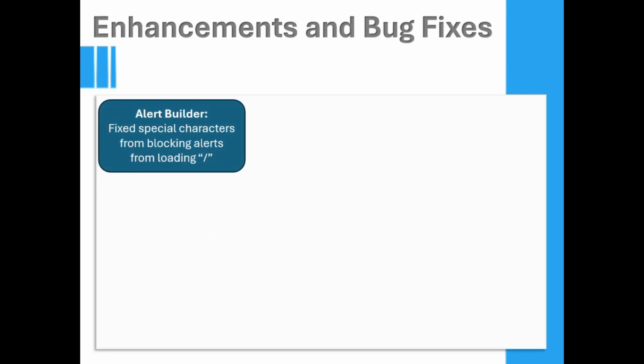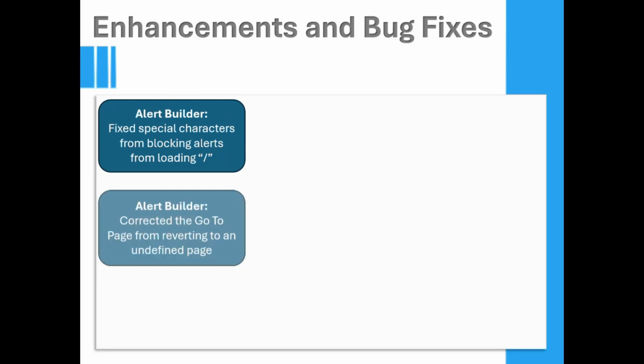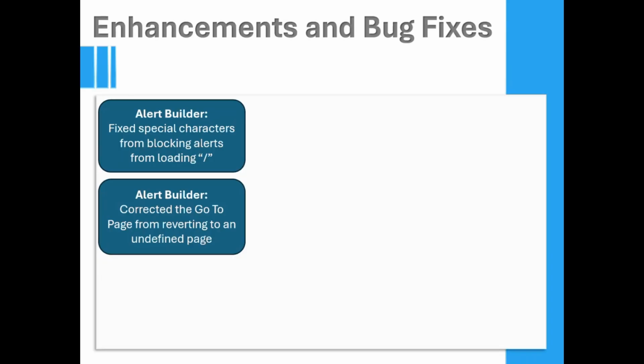Right, then in the alert builder, we fixed some special characters that were blocking from loading an alert. So we noticed the forward slash was blocking one of our alerts. So we got that item fixed. We corrected the go-to page from reverting back to an undefined page. So it will go to the page that you've instructed it to.